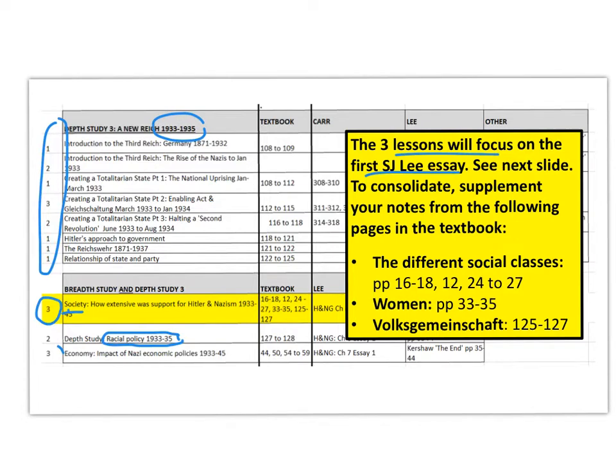Now, in terms of the textbook, which you keep at home and which I ask you to use for flip learning tasks, the material is very bitty. There is a section for today's lesson on the people's community, the Volksgemeinschaft, pages 125 to 127, so have a look at that. For the next two lessons, it is bitty. You've got to dot around to the different pages. The different social classes are on different pages. Women in Nazi Germany is dealt with in a section in itself.